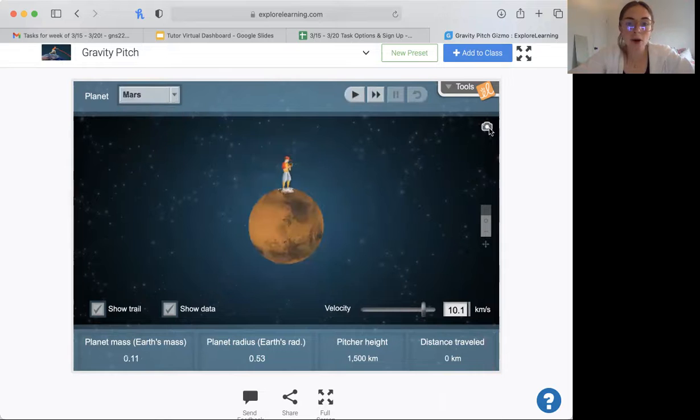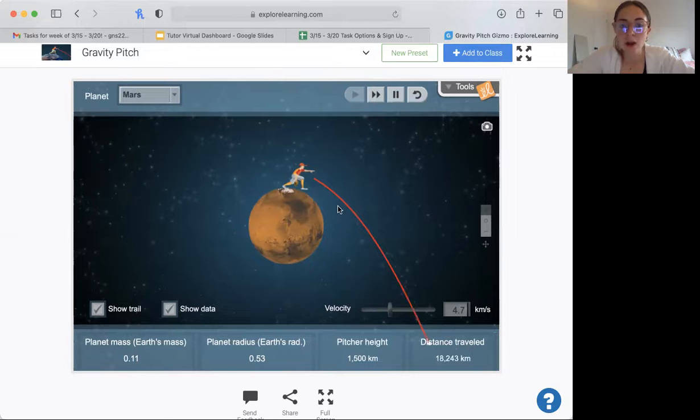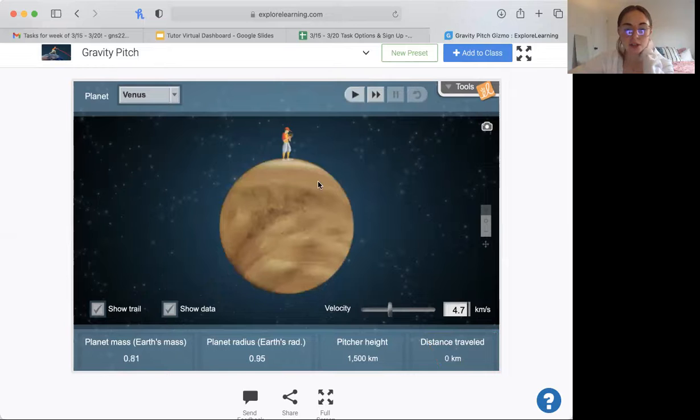So let's try Mars. This planet is obviously a lot smaller than Earth. So if we do about 4 kilometers per second, which did not make it very far on Earth, it actually is making it pretty far on Mars. It's going around the planet. And then it's infinite. So because the planet is smaller, it takes less velocity to reach that point. Let's try Venus, which is larger than Mars, but still smaller than Earth. And not enough velocity to make it all the way around.